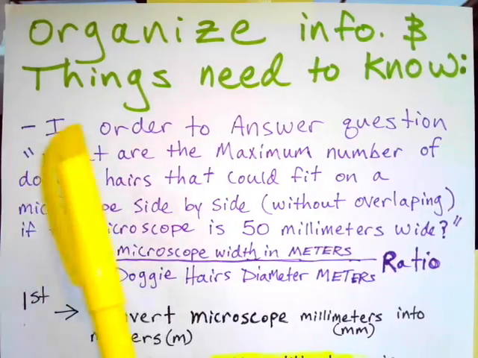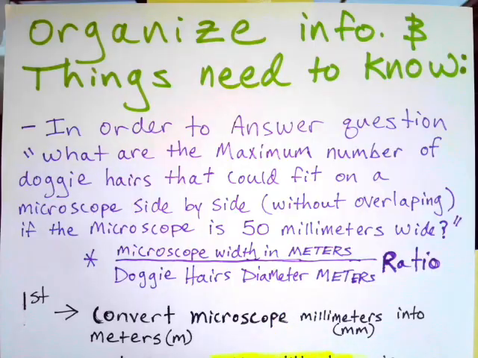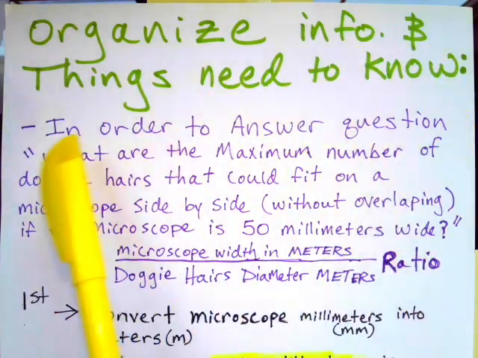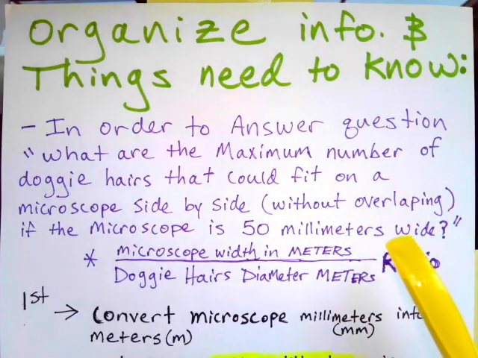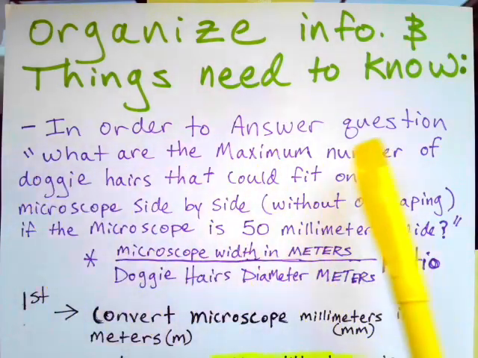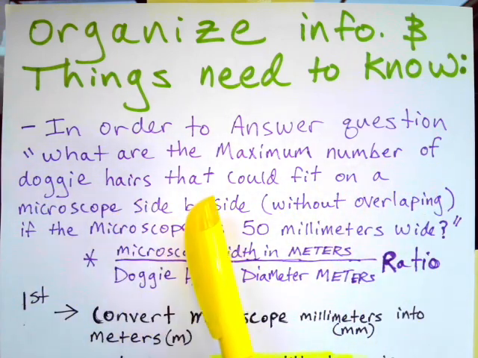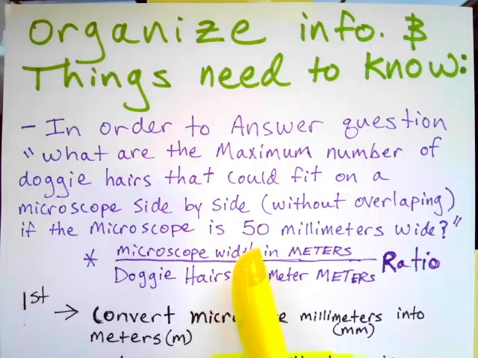All right. So we've covered scientific notation and just the basics and a few examples. I suggest you practice, and it'll become much, much easier. So let's get back to organizing the information and things needed to know in order to answer the question: what is the maximum number of doggy hairs that could fit on a microscope side by side without overlapping, if the microscope is 50 millimeters wide.